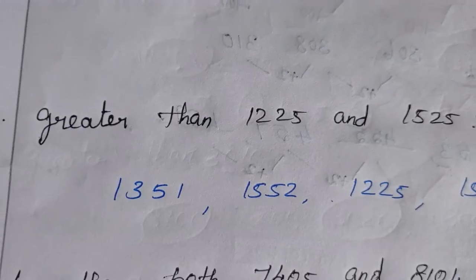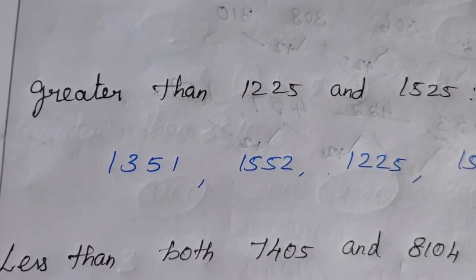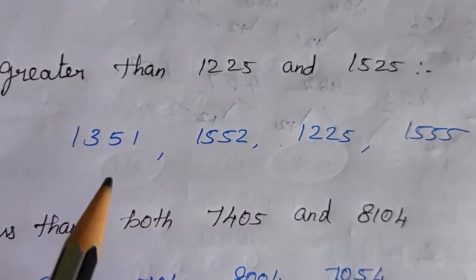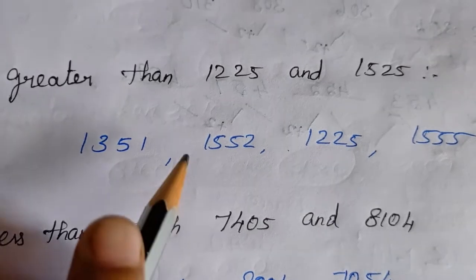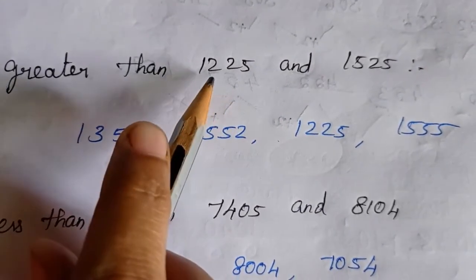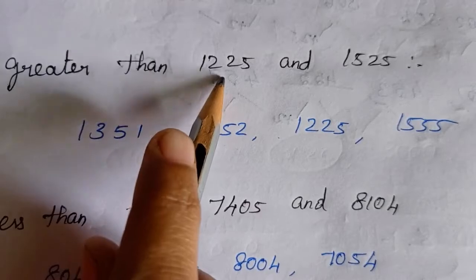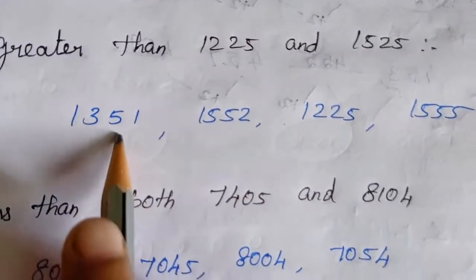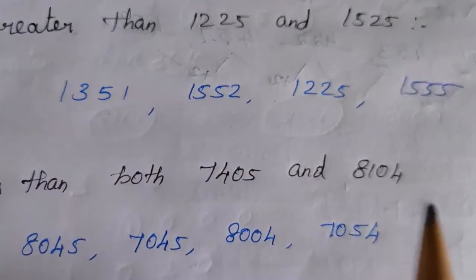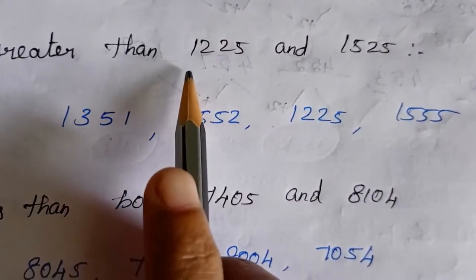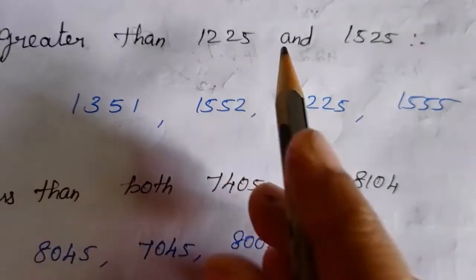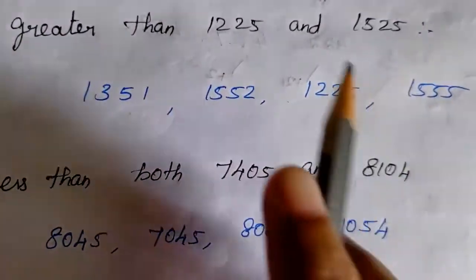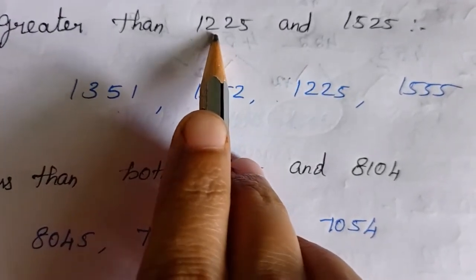Okay, ma? Children, circle the numbers that are greater than 1225 and 1525. Here the options are all 4-digit numbers, so you can check their thousand place value. The thousand place value for all the numbers is the same. So go for the 100 place value.